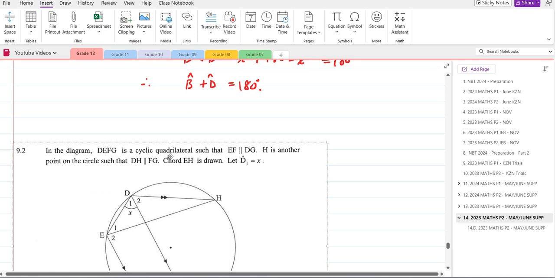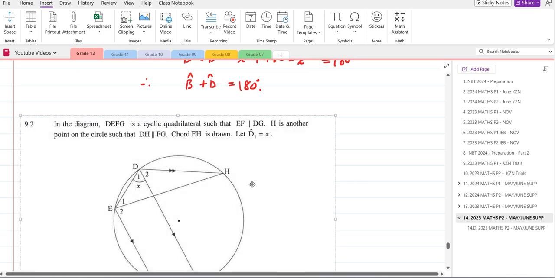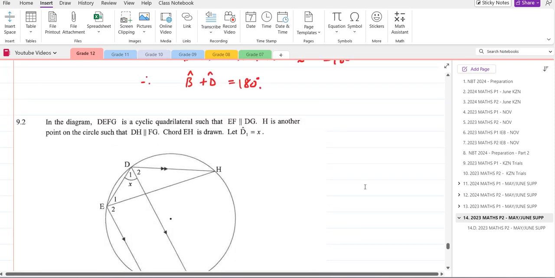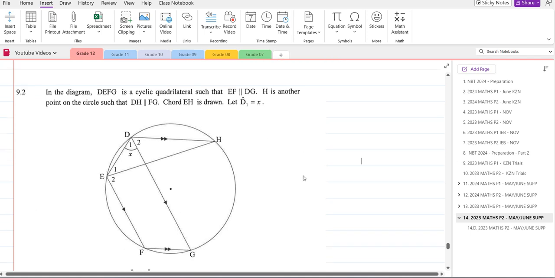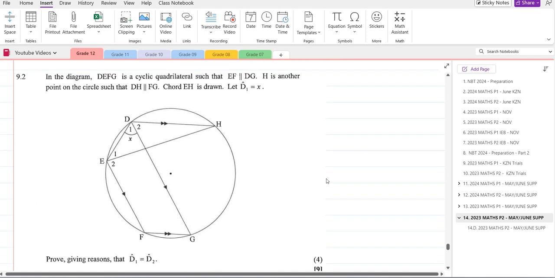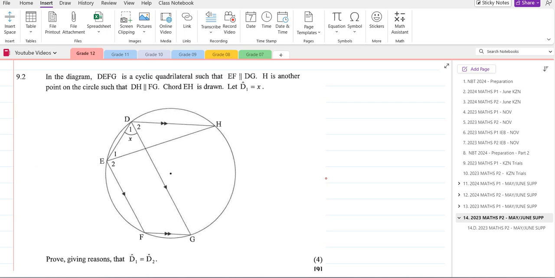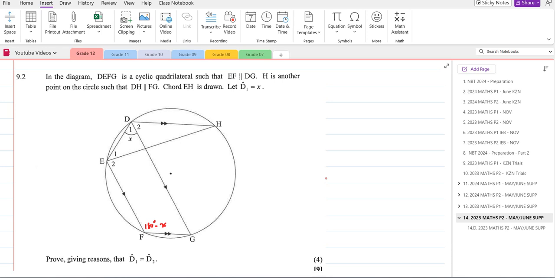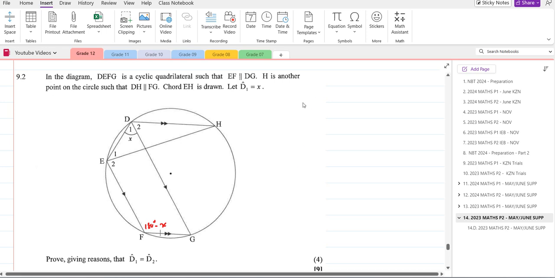Next problem is, I'm sure it's an application of what we just did now, cyclic quadrilateral. Right, so in the diagram, DEFG is a cyclic quadrilateral. So we can see that if angle D1 is x, angle F is 180 minus x. EF is parallel to DG. H is another point on the circle such that DH is parallel to FG. Chord EH is drawn. Let angle D1 be equal to x. So all we know is that angle F is 180 minus x.